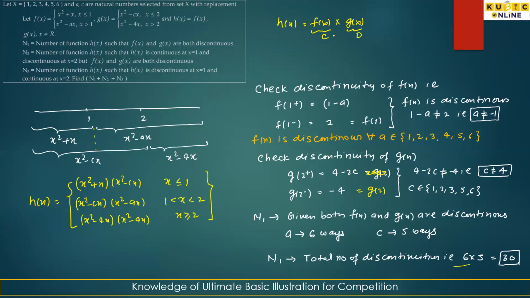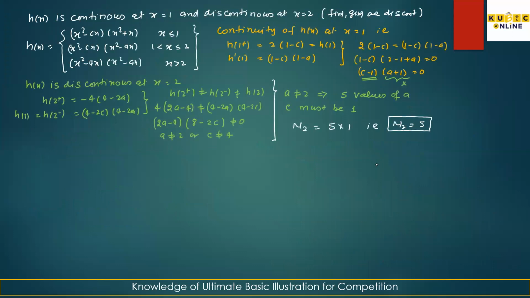Now check the total number of functions h of x when h of x is continuous at x equal to 1 and discontinuous at x equal to 2, but f of x and g of x are both discontinuous. So if you see the next part, h of x is continuous at x equal to 1 and discontinuous at x equal to 2.